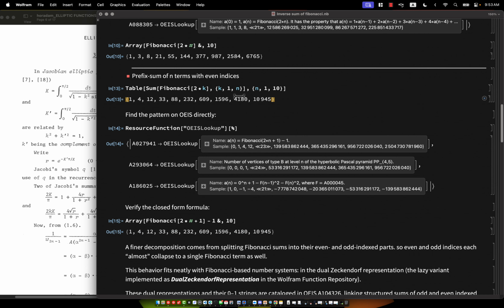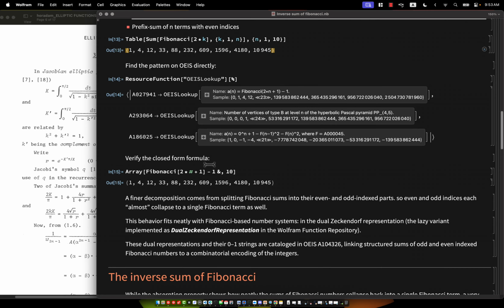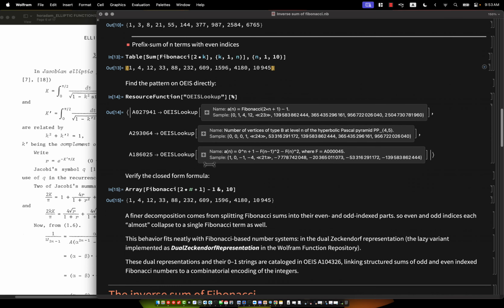So it's the same, which also shows that even if you add the terms with the same parity, which means you only pick all the odd terms or even terms, the absorption property also applies.